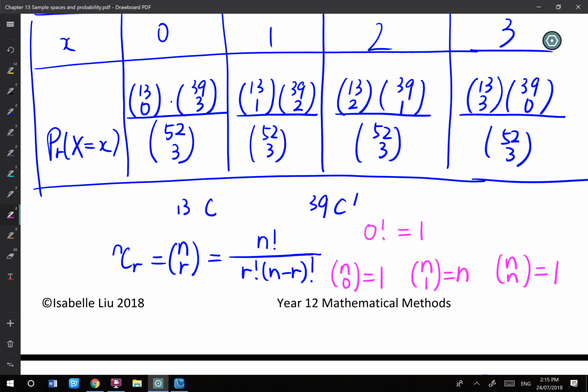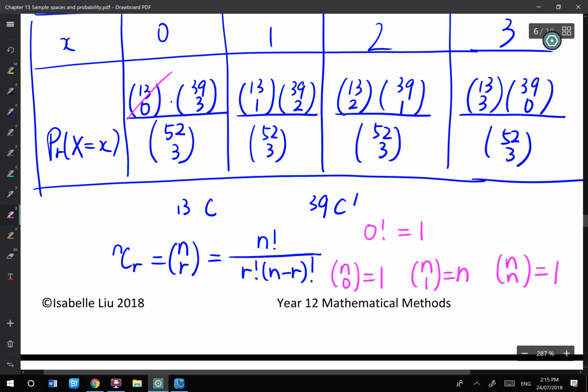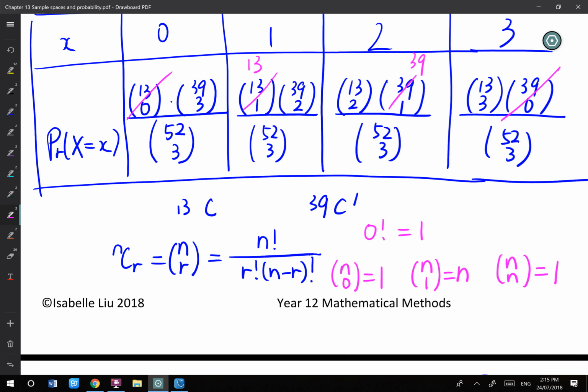So for example, in this case, 13 select 0 is just 1. 13 select 1 is 13. 39 select 1 is 39. Just some quick, simple evaluations. And 0 factorial is 0. It's not 0, sorry, it's 1. 0 factorial is 1.